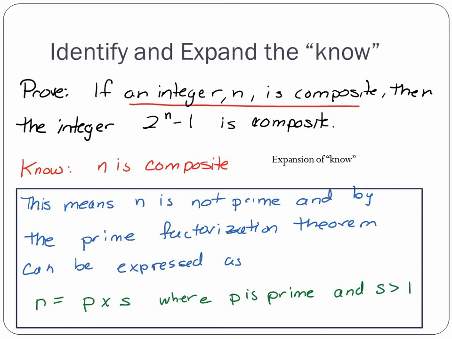Why would I do this? Why would I immediately translate the "know" like this? What's the purpose of doing that? It gives you something to work with. It gives you a nugget to work with, so you have some formula to work with.